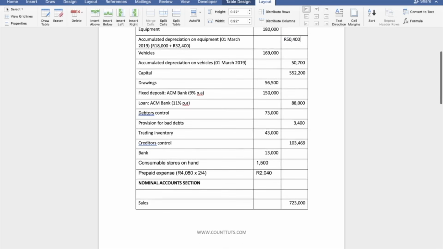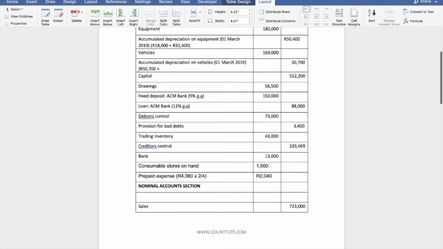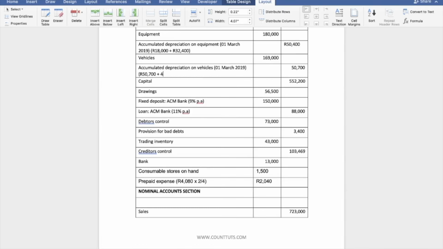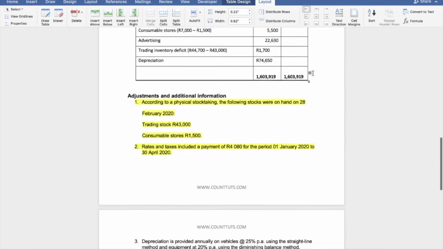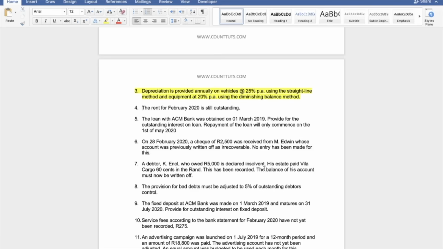All right, that's equipment. And we do the exact same thing for vehicle. The accumulated depreciation for vehicle is going to be the 50,700 rand plus the new depreciation we've just calculated, which is 42,250 rand. 42,250 rand gives us an answer of 92,950 rand. Now we have just completed what we needed to do for that line item number 3, so we can highlight it.